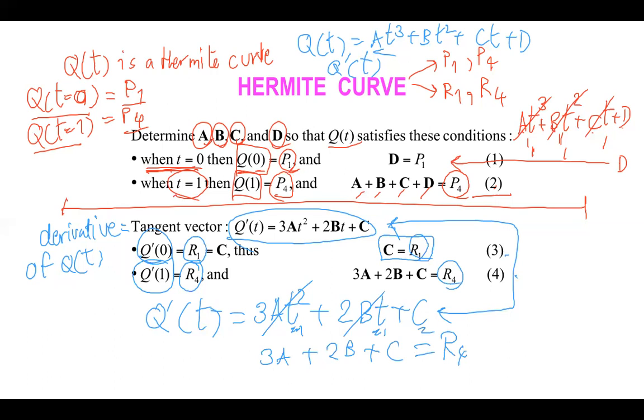So we have four unknowns, that is a, b, c, d. Am I right? And we have four equations. So we can solve this system of equations easily. You can find a, b, c, and d in terms of R1, R4, P1, and P4.